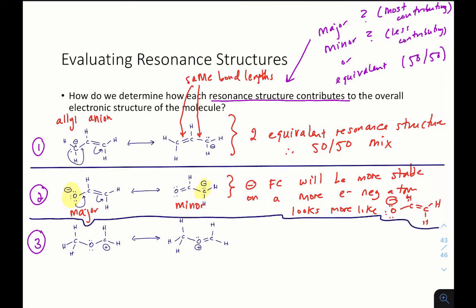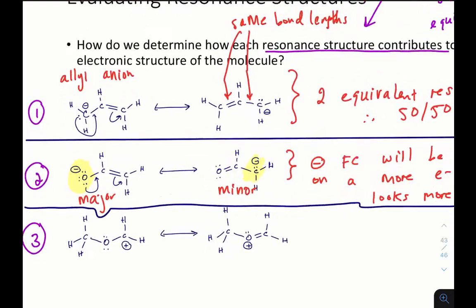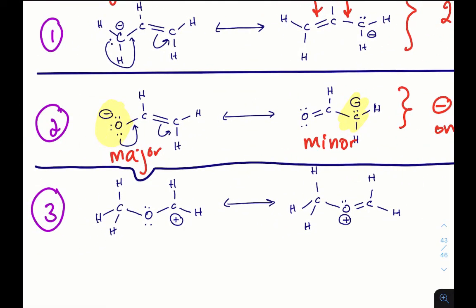Now, our last example is a little more complicated, and if you got this one wrong, you should not feel bad because it is more challenging. The difference between these two resonance structures is a positive formal charge on carbon and a positive formal charge on oxygen. So that's one thing, right? The positive formal charge on carbon versus the positive formal charge on oxygen. And obviously that's going to be better on carbon because carbon is less electronegative than oxygen.